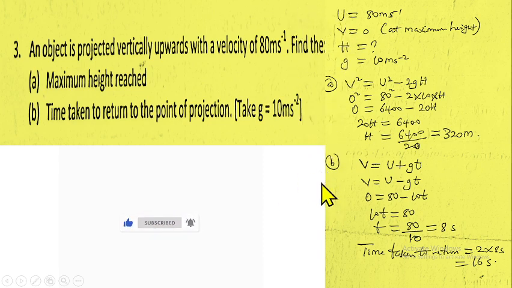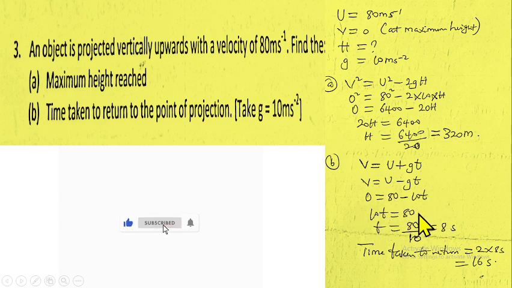So that means the time taken to return to the point of projection will be 2 plus 2, which gives us 4. In this case, how do we get the time taken? We use one of the equations of motion, the one that has time. So we have v equals u plus gt. Why is it g? Because we have acceleration due to gravity. This plus will change to minus because the object is thrown against gravity. So we have 0 because our v is 0 at the maximum height. Final velocity 0 equals 80 minus 10t.